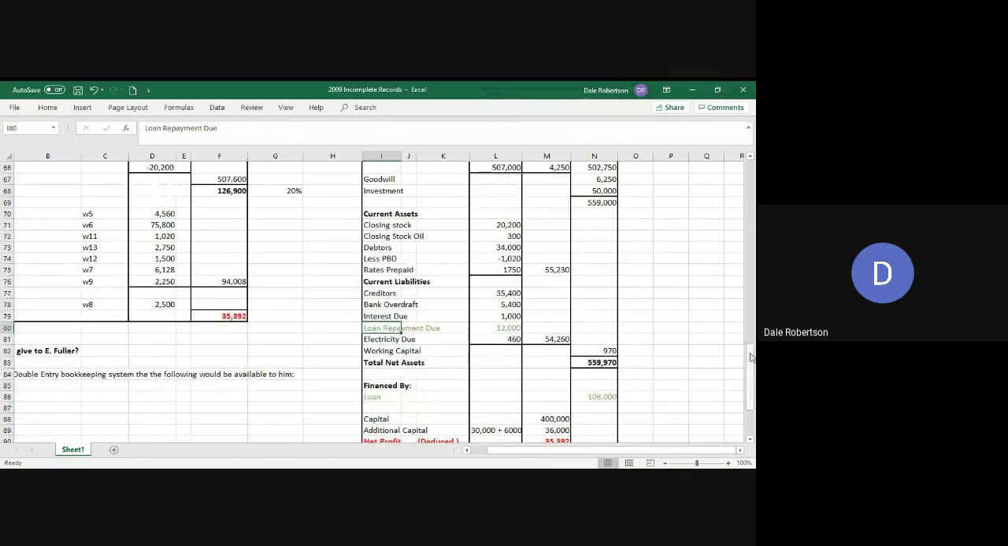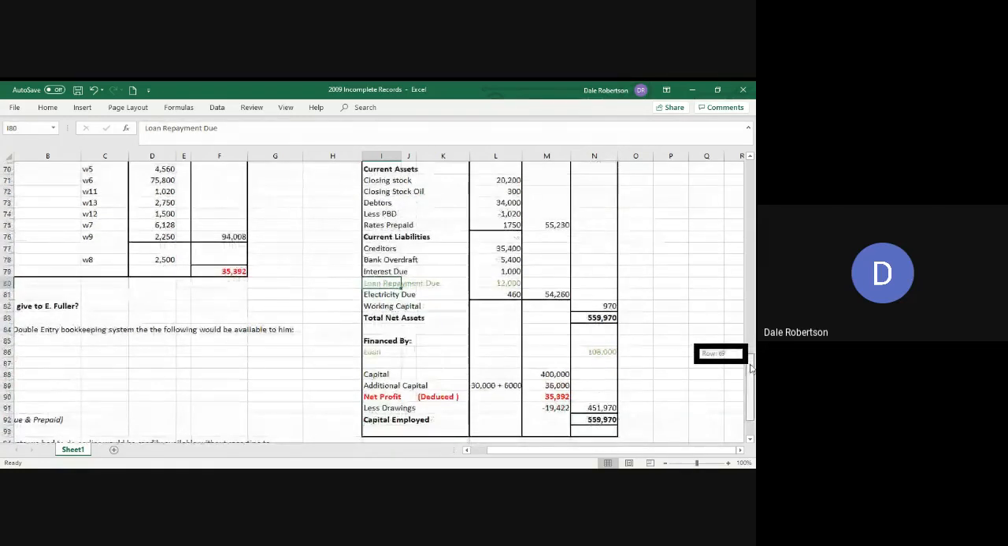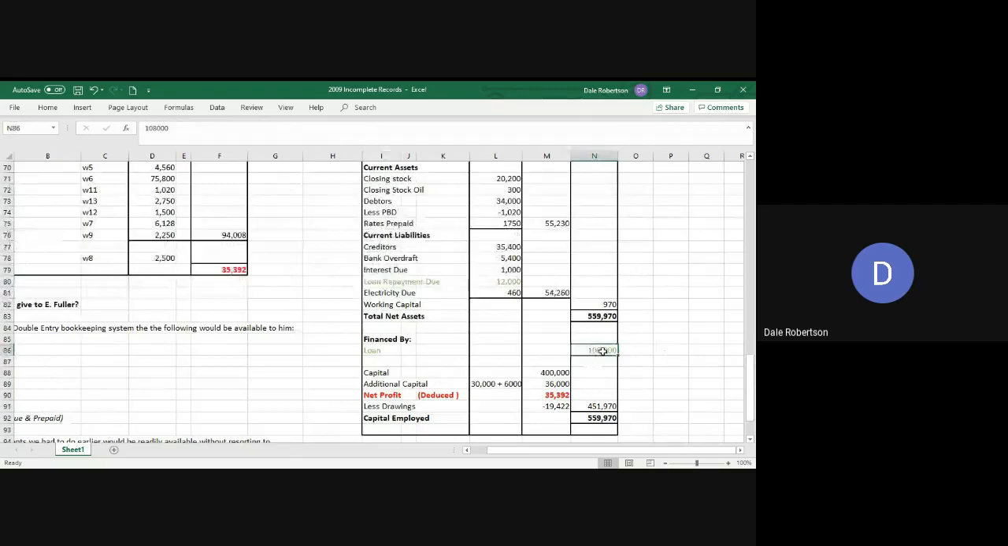earlier on. The loan repayment, that is 12,000 being taken off the loan of 120 and moved from being a long-term liability up to being a current liability, which leaves 108,000 as still a long-term liability in the financed by section, but now current liabilities are creditors, amounts falling due within 1 year. That's now €12,000 up here. You add up all of these to get your 54,260, take one from the other to get your working capital, and your total net assets is 559,970.